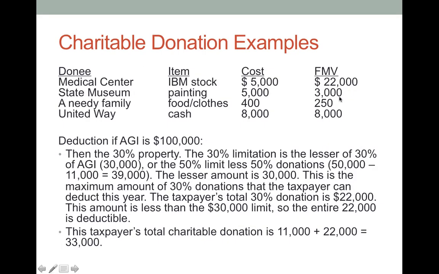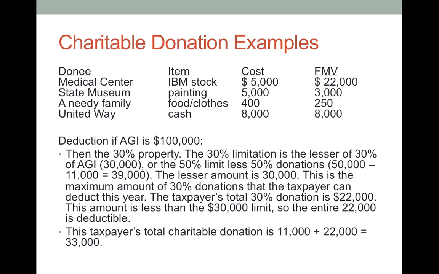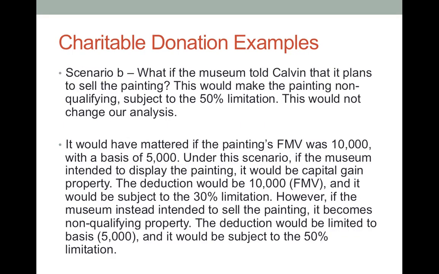That would be the same deduction we could take if the museum was going to go ahead and sell the painting right away. Okay, so in this scenario, it doesn't matter if the museum holds the painting and displays it or if it sells it right away. We're still limited to a $3,000 deduction, and under either scenario, the donation is going to be a 50% donation. Okay. But let's think about another scenario real quick.